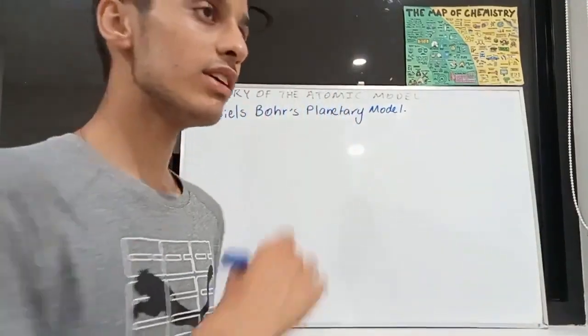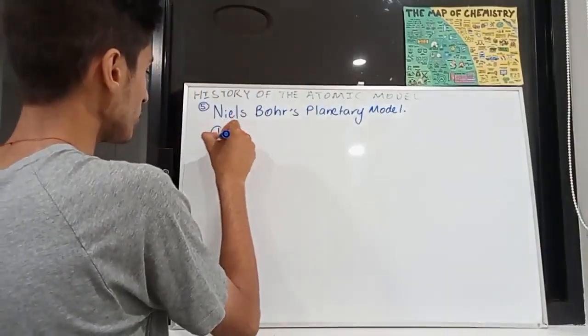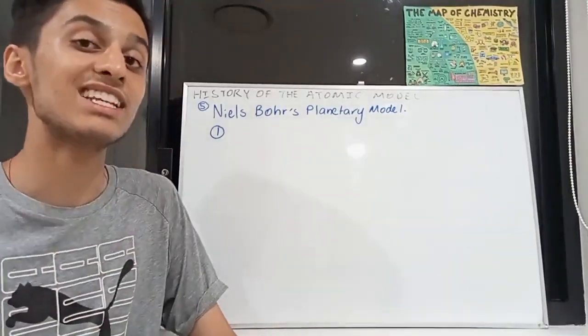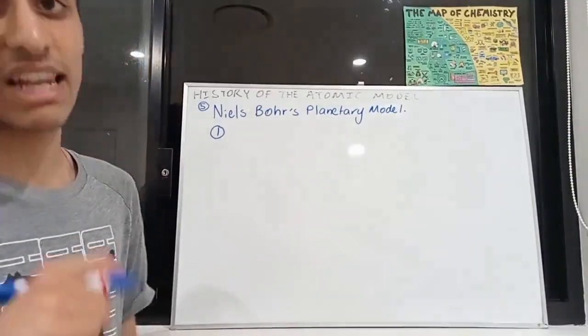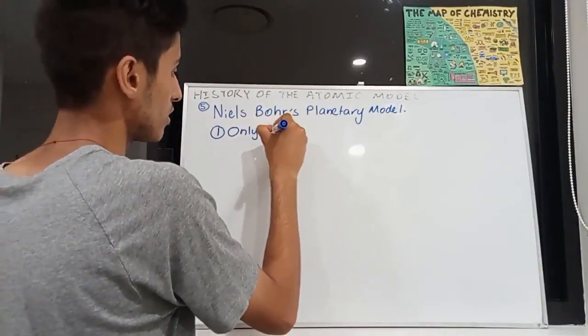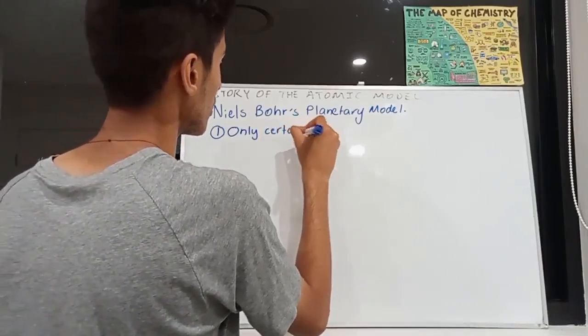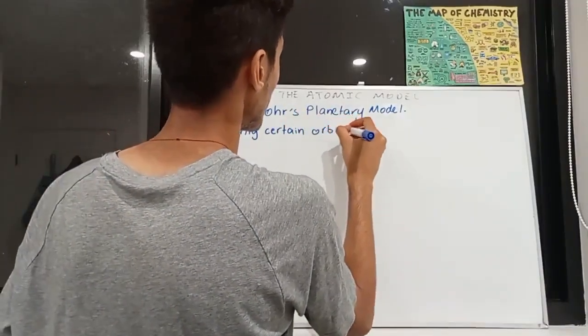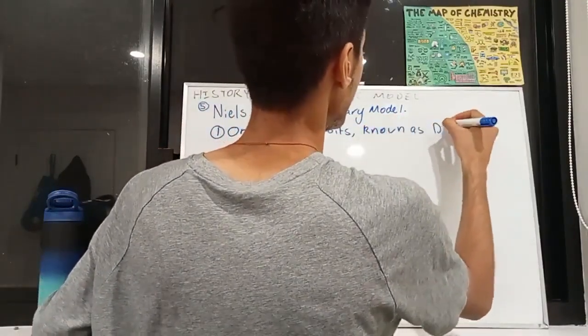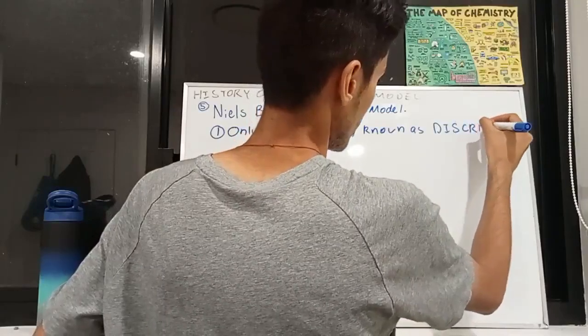Well, to combat this, Niels Bohr came up with two key postulates, and these postulates are basically rules. So the first rule that Niels Bohr came up with is that only certain orbits, known as discrete orbits, of electrons are allowed inside the atom. And discrete orbits are a key scientific term.